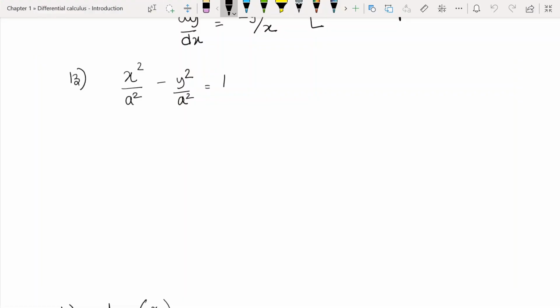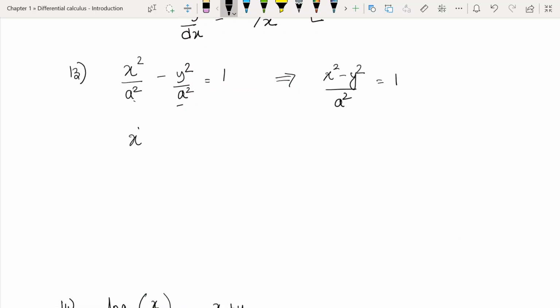Okay, I told you this is an implicit function, correct? So in the next step, what we are going to do is x square minus y square, I'm going to take LCM because both have the same denominator. This is equal to 1. In the next step, x square minus y square is equal to, I'm going to take the a square to the right hand side. So 1 multiplied by a square is nothing but a square. Now at this stage, I'm going to say differentiating both sides.